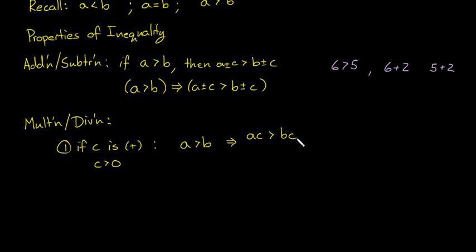What about division? If we bounce over here and do an actual example, let's say 15 is greater than 10. If I divide each side by 5, is it still true? Yeah, I can see that it's still going to work. So we'll go ahead and sneak that in. A over C is still greater than B over C.